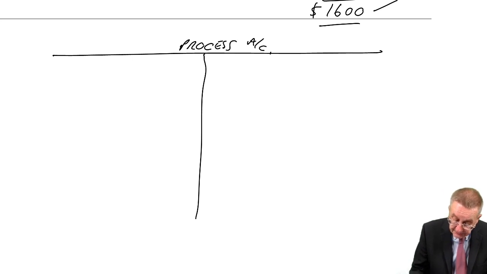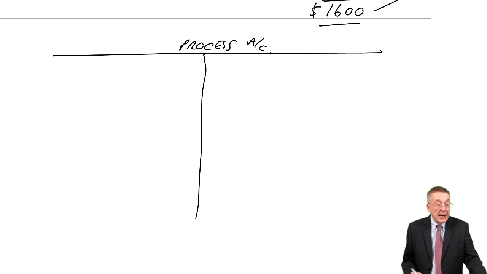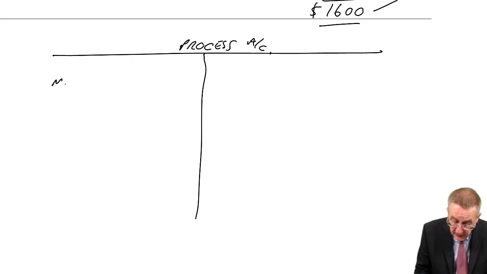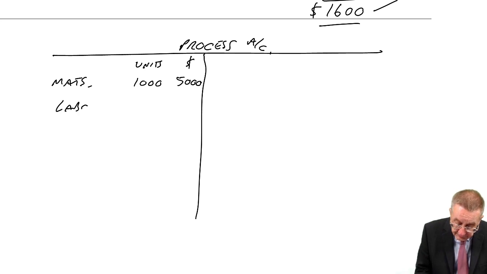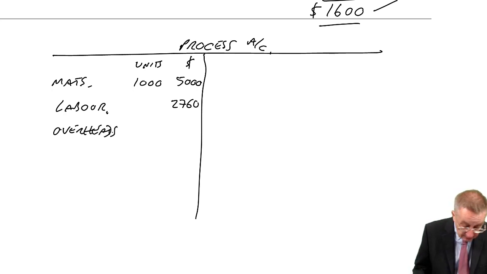Process account. As always, debit with the costs. So materials, units, dollars. 1,000 units, 5,000. Labour, 2,760. Overheads, 3,440.